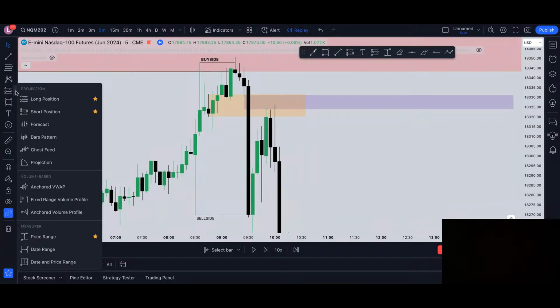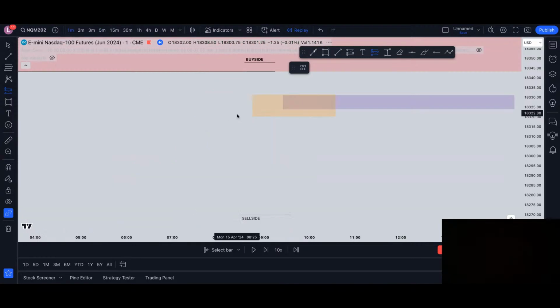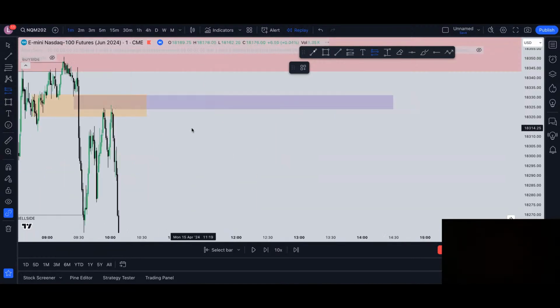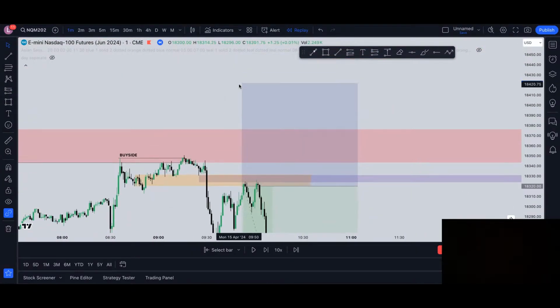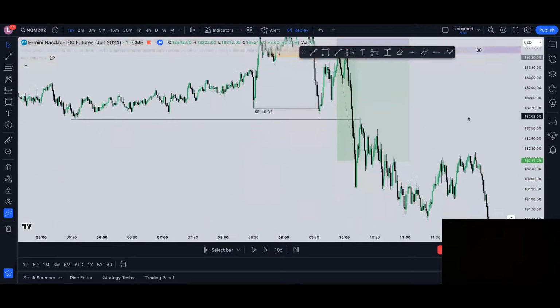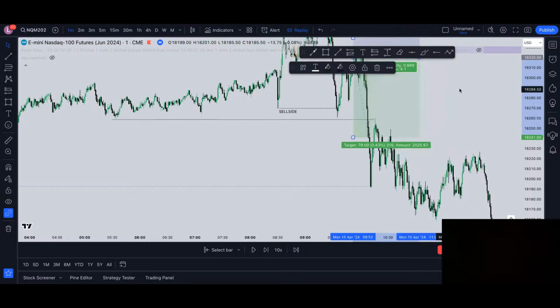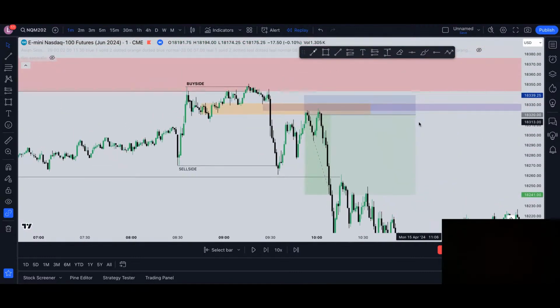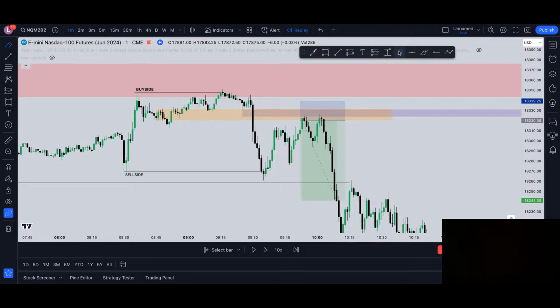On my live executions, you can see I took a trade over here. My stop was around here above the candle, and I targeted these lows for 70, 60 handles like this. So that was a very good trade.